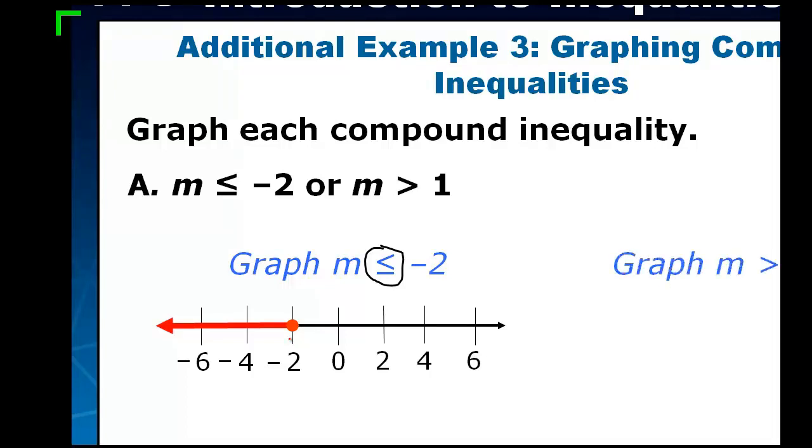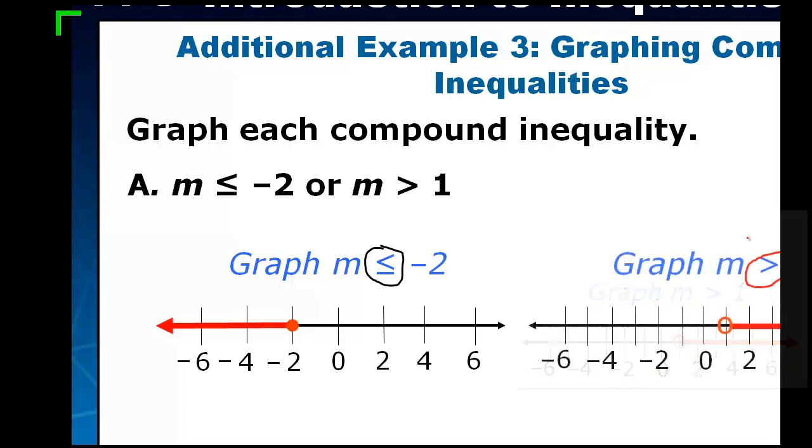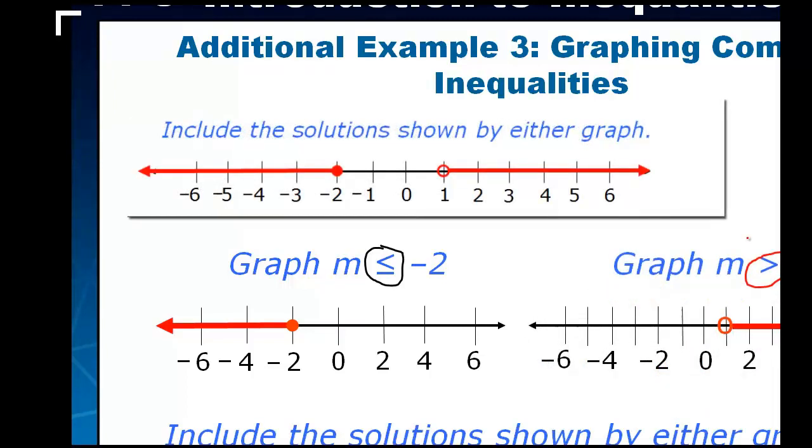Then let's graph m bigger than 1. M bigger than 1. On our number line, I will go to 1 and draw an open circle. Why open circle? Because here it's without equals. So 1 is not with us. All the numbers are bigger than 1, and 1 is not included. I will shade here all the numbers bigger than 1. Let's combine these two graphs.